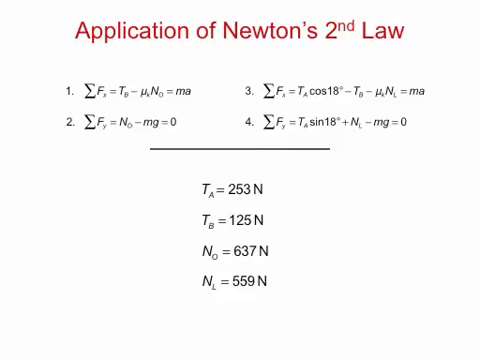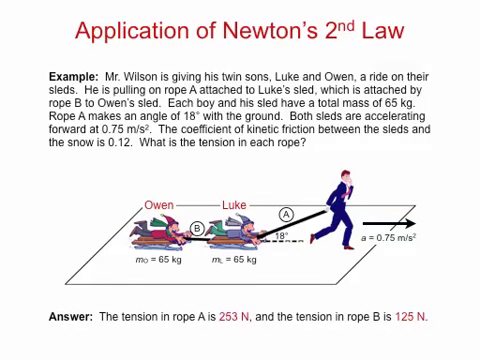Here we summarize the results. T sub A equals 253 newtons, T sub B equals 125 newtons, N sub O equals 637 newtons, and N sub L equals 559 newtons. We are now able to answer the question posed in the problem. What is the tension in each rope? Well, the tension in rope A is 253 newtons, and the tension in rope B is 125 newtons.